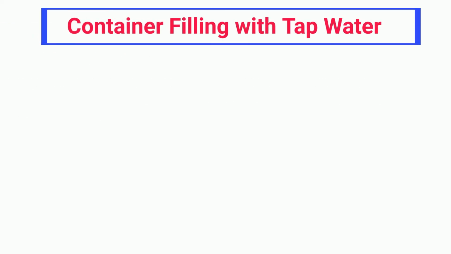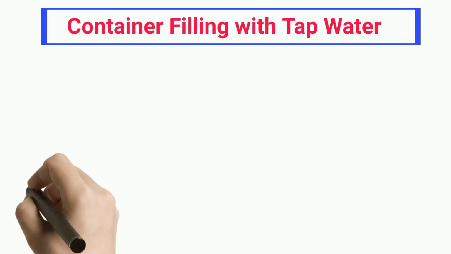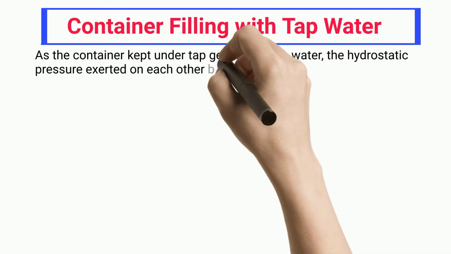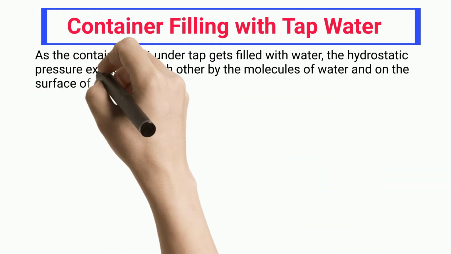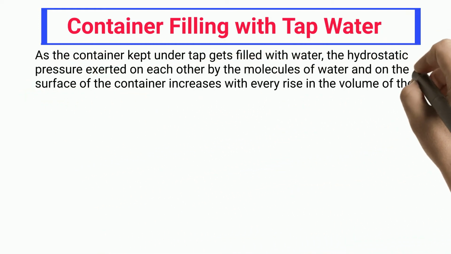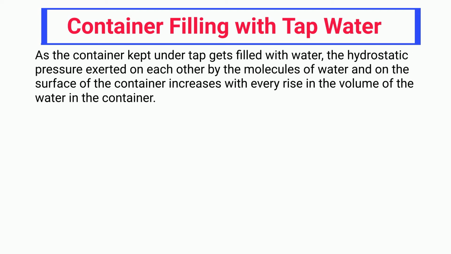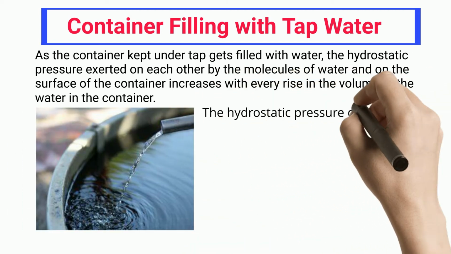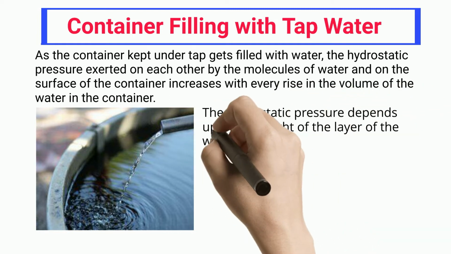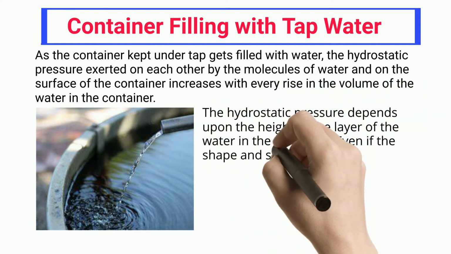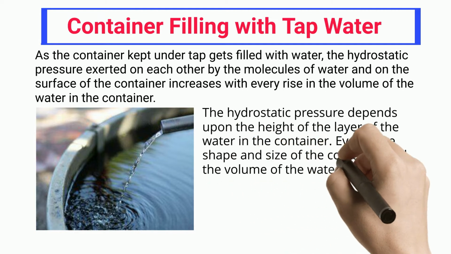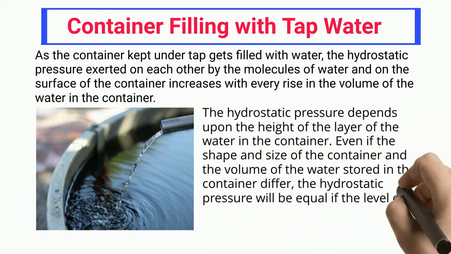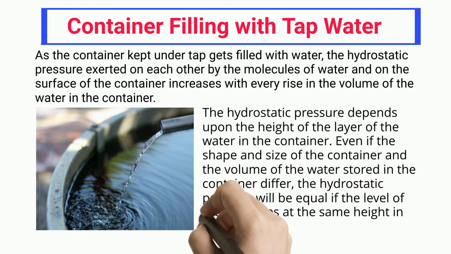Container filling with tap water. As the container kept under tap gets filled with water, the hydrostatic pressure exerted on each other by the molecules of water and on the surface of the container increases with every rise in the volume of the water in the container. The hydrostatic pressure depends upon the height of the layer of the water in the container. Even if the shape and size of the container and the volume of the water stored in the container differ, the hydrostatic pressure will be equal if the level of the water lies at the same height in all the containers.